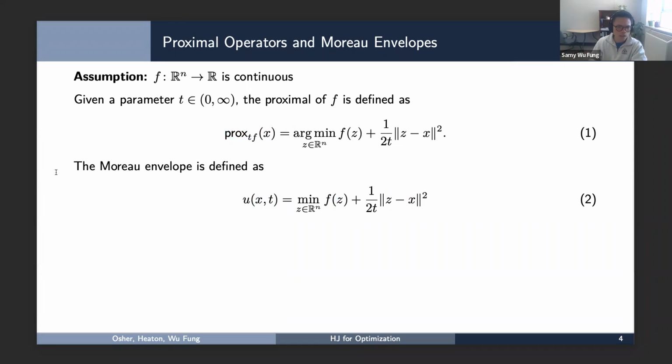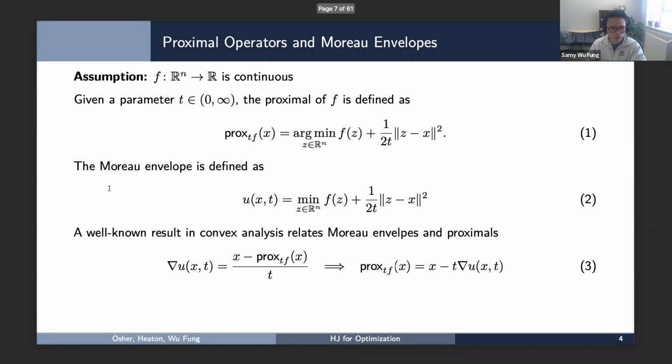Okay. I'll tell you a little bit about why these terms are important. Let me just set up a little more background first. It turns out that this proximal operator and this u are closely related to one another. In particular, the gradient of this Moreau envelope u can be obtained in terms of the proximal, and vice versa. So if you have the proximal, you can get the gradient of the Moreau envelope, and if you have the gradient of the Moreau envelope, you can get the proximal.